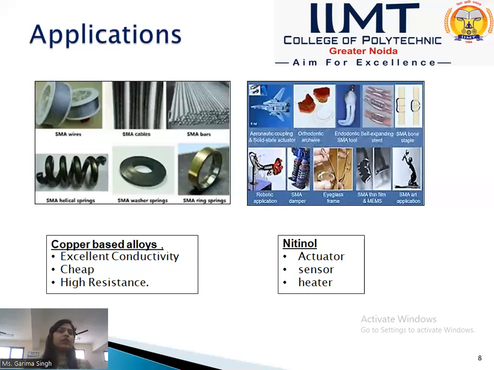Now, basically, we use two kinds of SMAs. The first is copper-based alloys, and the other is nitinol. The copper-based alloys show excellent conductivity. They have cheap cost, and they have higher resistance. But nitinol is mostly used in actuators and sensors and heaters. So they are good at heat conduction, and both of them have different applications based on their particular features.